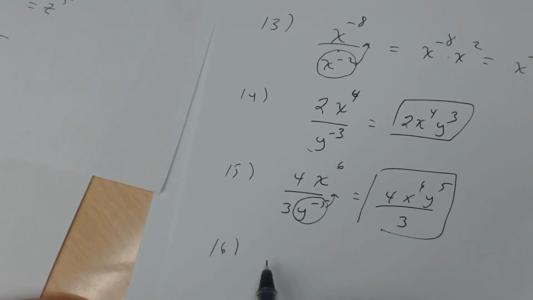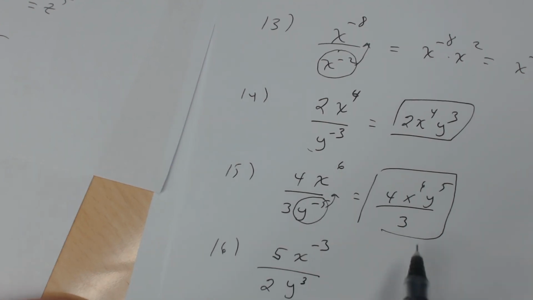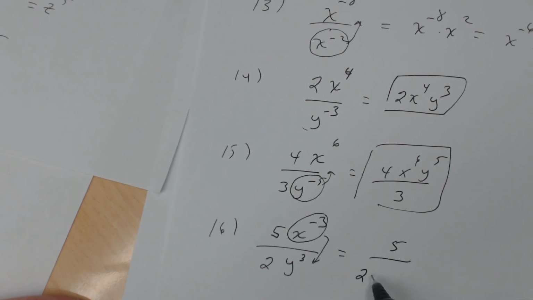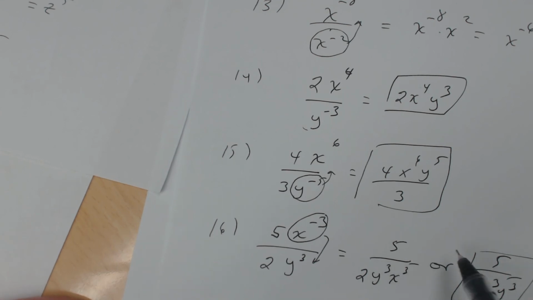16, if you have 5x to the negative third divided by 2y cubed. So again, the only thing being raised to a negative power is this x, so I'm going to bring it to the denominator. Everything else stays where it is. So 5 is going to be the numerator, 2y cubed, x to the third in the denominator. Now, we prefer to put this in alphabetical order, so you could have written it as 5 divided by 2x cubed y cubed. Either one of those is fine.